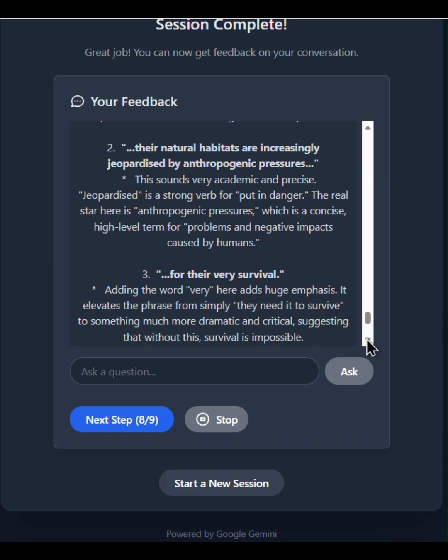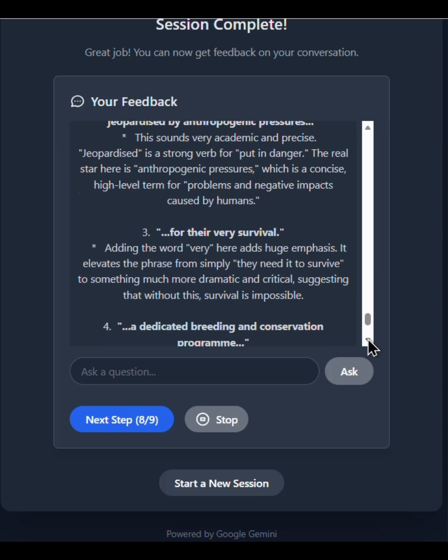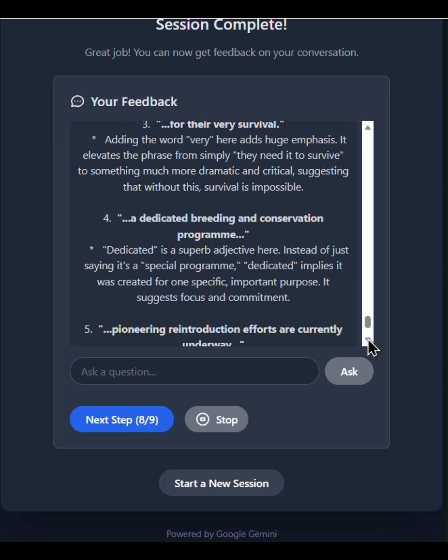2. Their natural habitats are increasingly jeopardized by anthropogenic pressures. This sounds very academic and precise. Jeopardized is a strong verb for put in danger. The real star here is anthropogenic pressures, which is a concise, high-level term for problems and negative impacts caused by humans. 3. For their very survival. Adding the word very here adds huge emphasis. It elevates the phrase from simply they need it to survive to something much more dramatic and critical, suggesting that without this, survival is impossible.